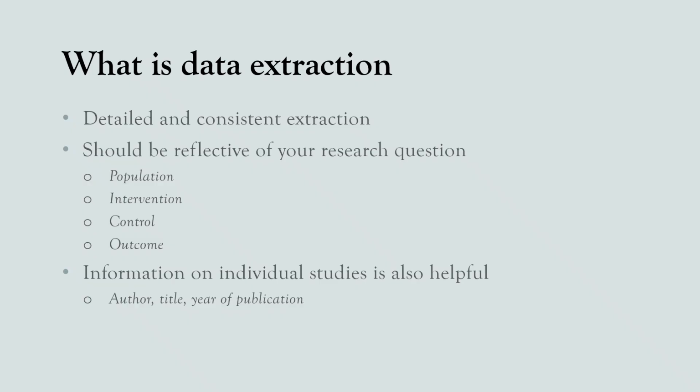In most systematic reviews, this is guided by the PICO framework. Population: who were the participants? Intervention: what treatment or exposure was used? Control: what was the comparison group? And outcome: what outcomes were measured and reported? By focusing on extracting these elements, we ensure that the extracted data directly answer our research question.